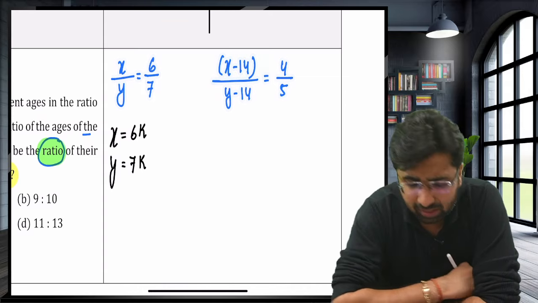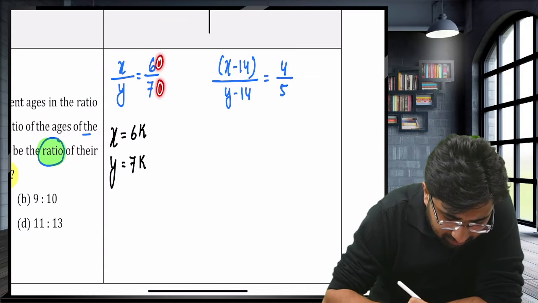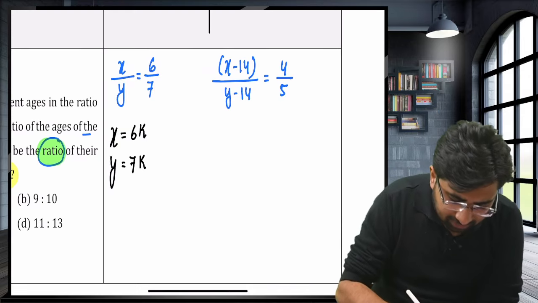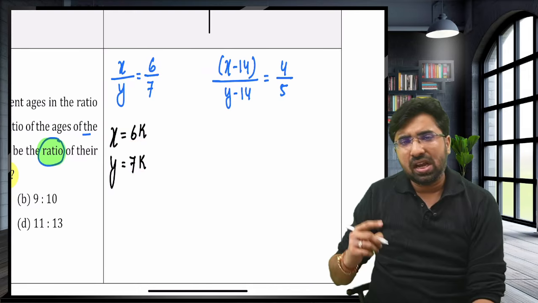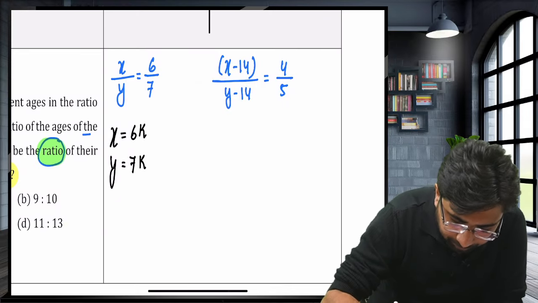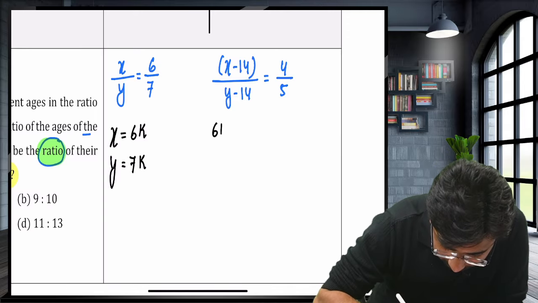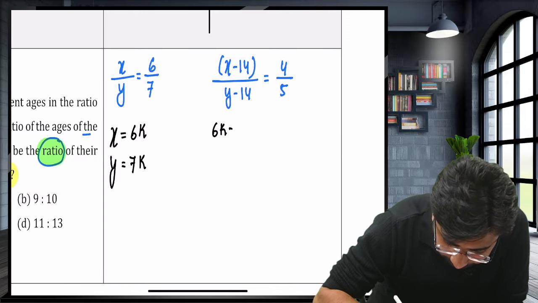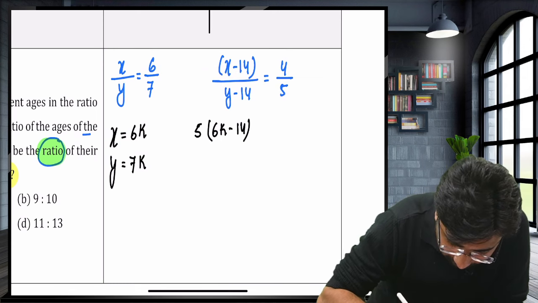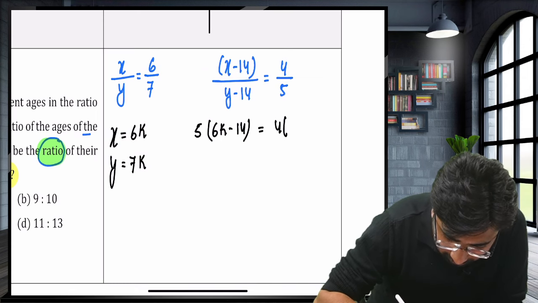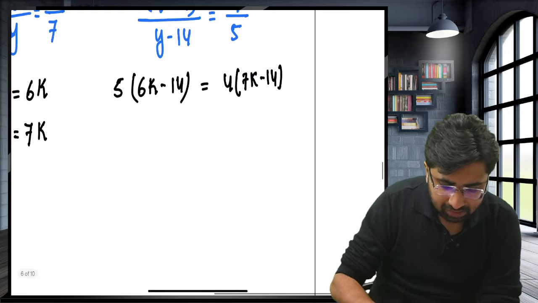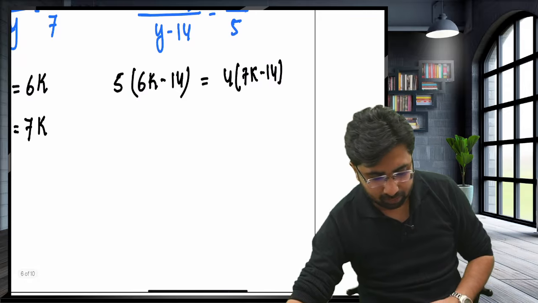Why are you saying k? This is a ratio. I don't know whether it was 6 and 7, or 60 and 70, or 600 and 700. I don't know the common factor. Let us say the common factor is k. So x is 6k and y is 7k. Now put x as 6k minus 14, which will come here multiplied by 5, and 4 for y, which is 7k minus 14. Get the value of k, guys. Let's open the bracket, everybody.